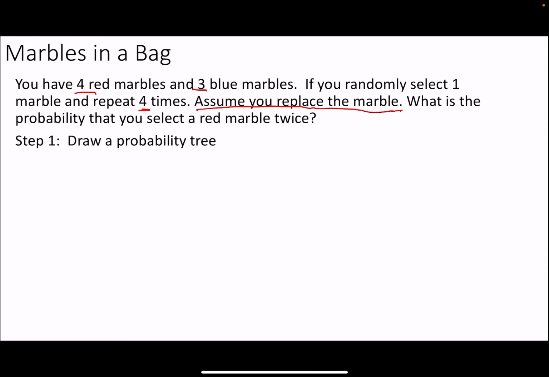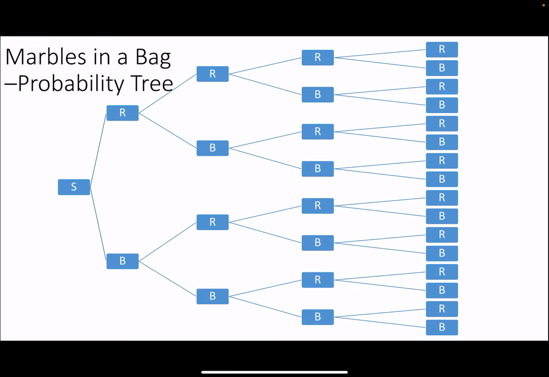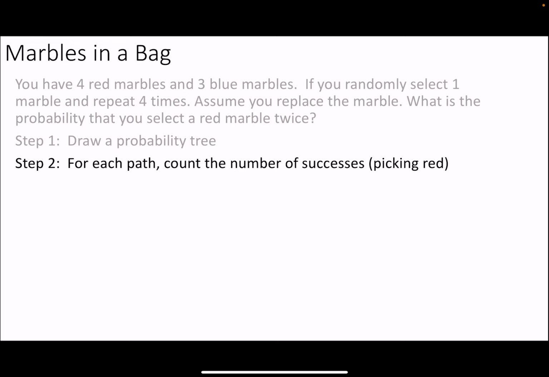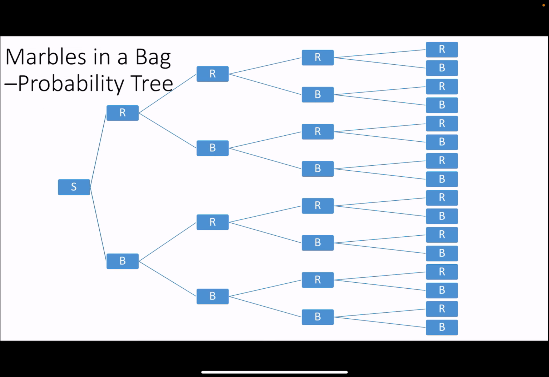We're just going to explore it first by drawing a probability tree. We have red and blue. Each time we can have red or blue. Then we count outcomes. For each path, count the number of successes. What's a success defined as? Picking red.